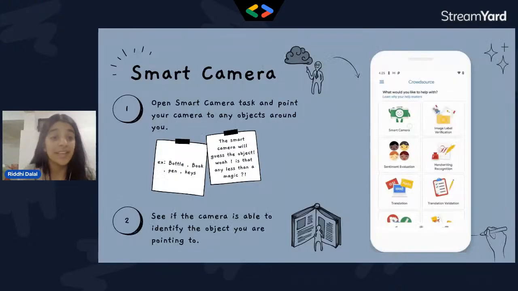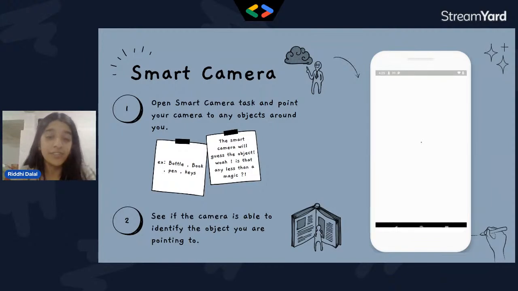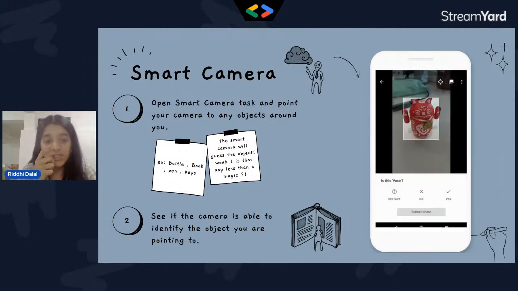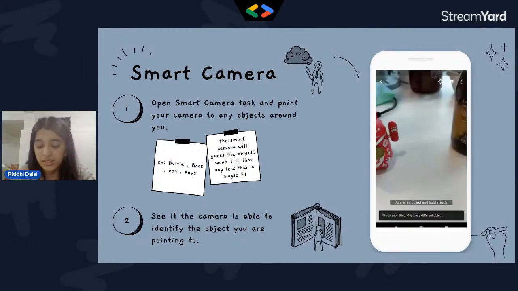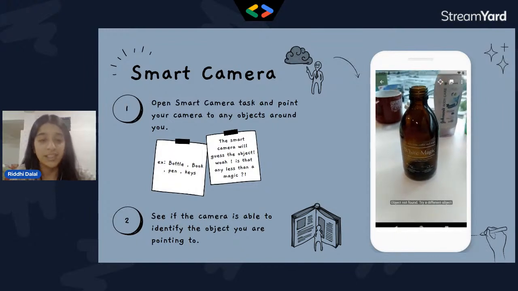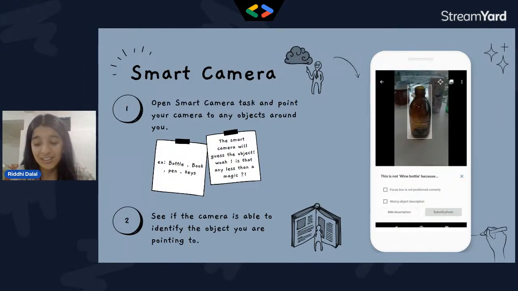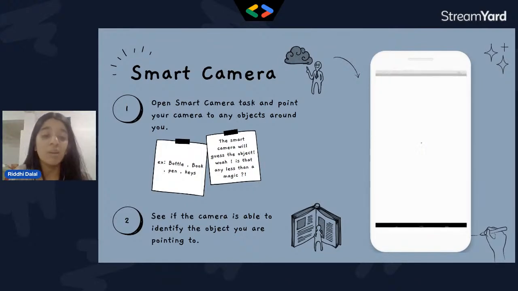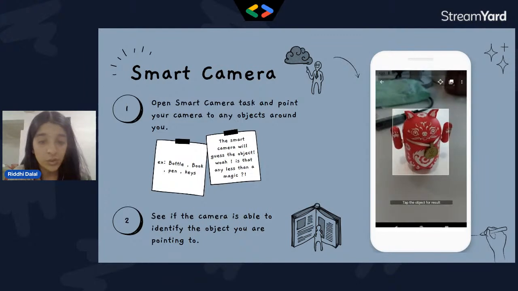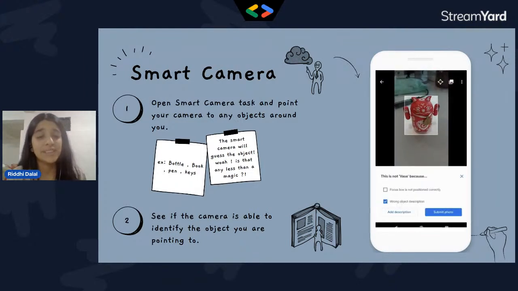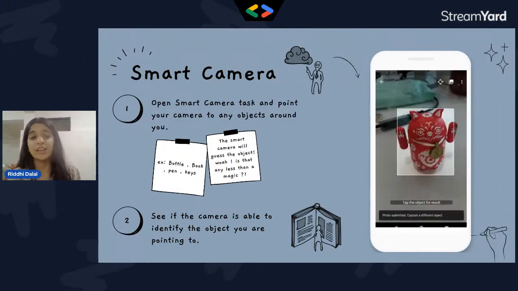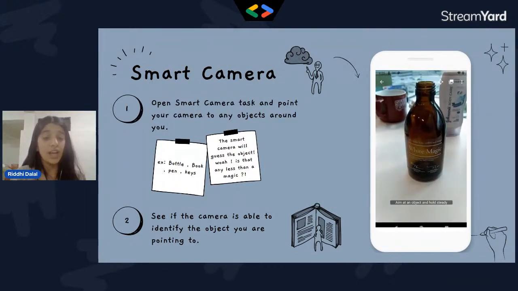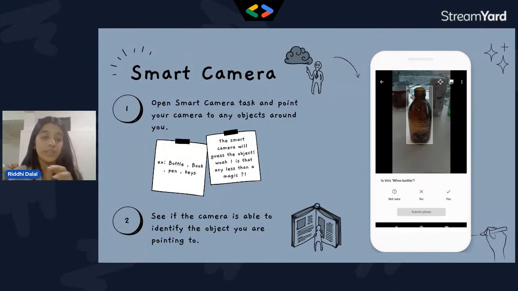Also, the smart camera task. After downloading this Crowdsource app, you have to just open the smart camera task and point your camera to any objects around you. It can be anything, for example, a bottle, book, pen, keys, etc. And you have to see whether the camera recognizes the object you're pointing to or not. Also, you have to provide some labels which describe the object. For example, if it is a pen, you have to label it as a pen after submitting or uploading the image.